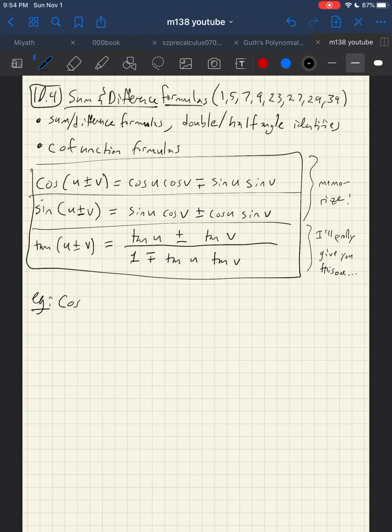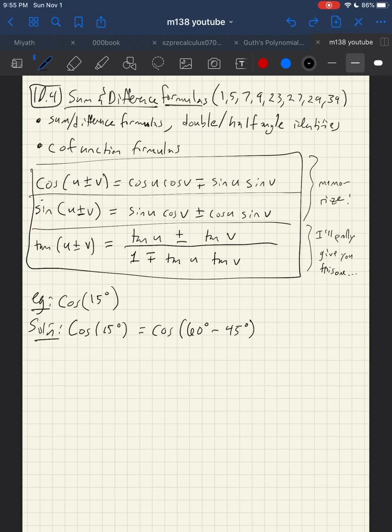Let's compute cosine of 15 degrees. So now the thing about 15 degrees is it's not one of our special values. It's not 0, 30, 45, 60, or 90. So let's use the subtraction formula to come up with a way to write this as a subtraction of two angles we do know. So solution, and notice that cosine of 15 degrees is equal to cosine of, and there's more than one correct answer here, but I'm going to do cosine of 60 degrees minus 45 degrees.